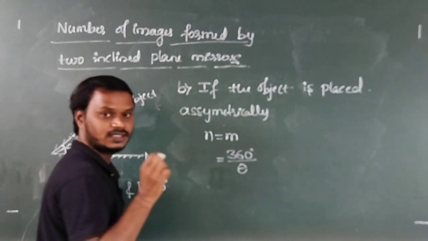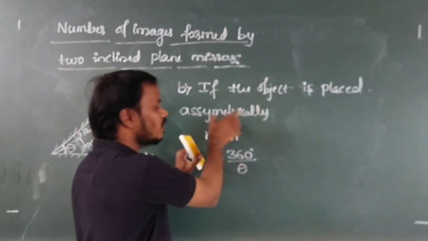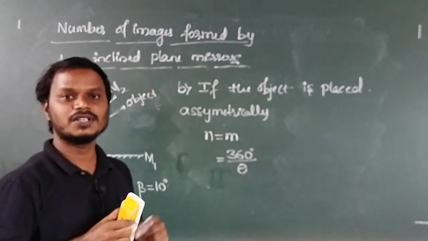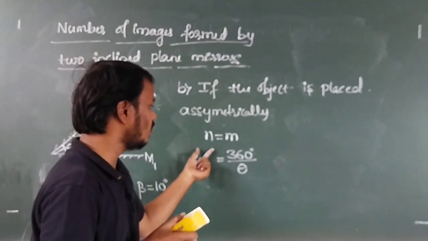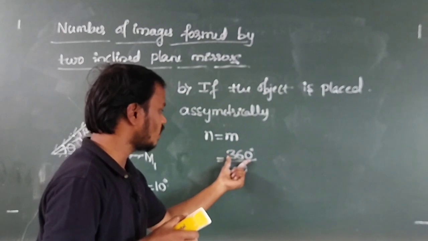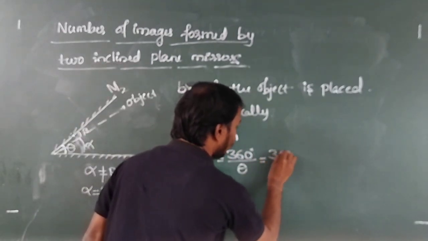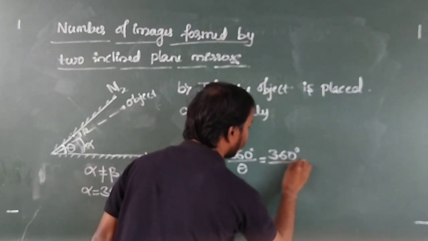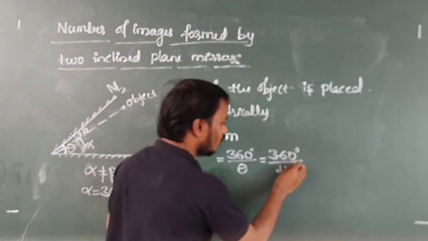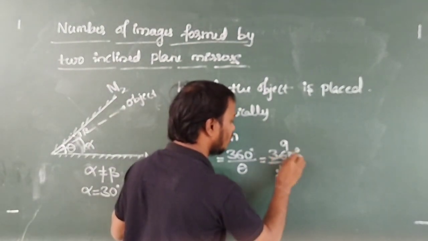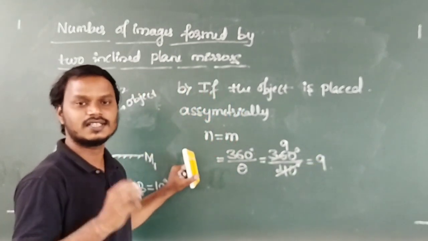Then what is the condition? 360 degree by theta must be odd and the object must be placed asymmetrically. Then the formula used to find the number of images formed by two inclined plane mirrors is n is equal to m. m is nothing but 360 degree divided by theta. Then 360 degree, theta is how much? Theta is 40. Theta is nothing but alpha plus beta. Then 40 nines are 360. Then the number of images formed by two inclined plane mirrors is 9.